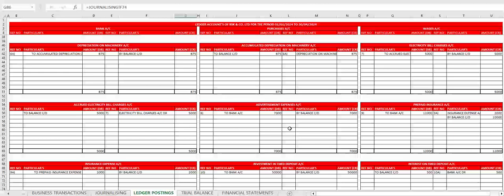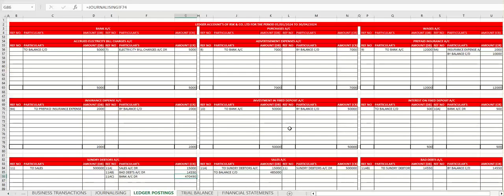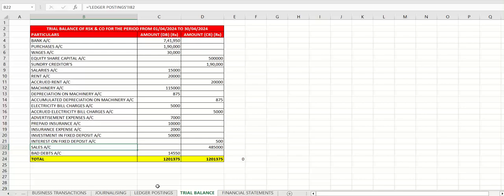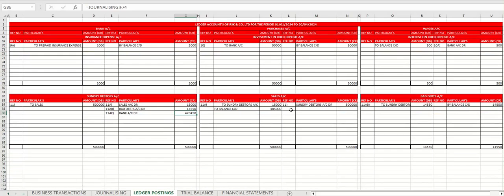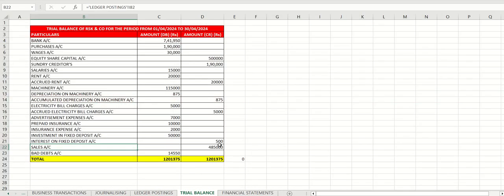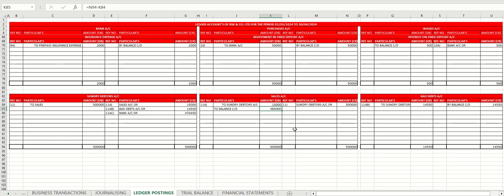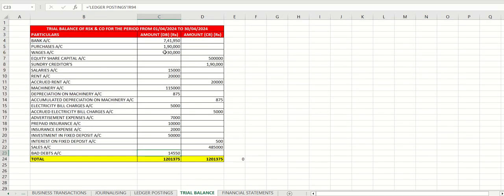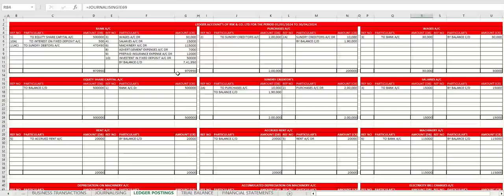Now let's see whether the balances have been correctly updated in the trial balance for all these ledger accounts. Sales 4,85,000. Bad debts 14,550, which is an expense, right? And the bank account would be directly adjusted with the amount which has been collected. So after adjusting all those amounts, the balance in the bank account is 7,41,950.